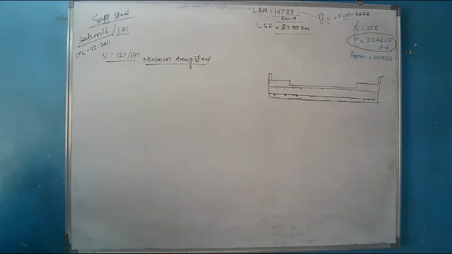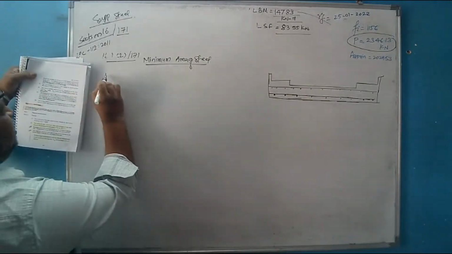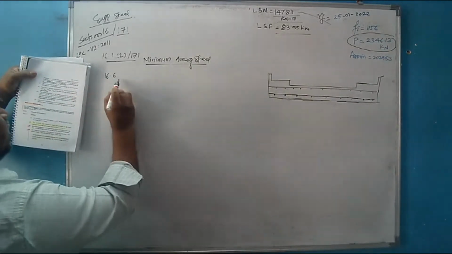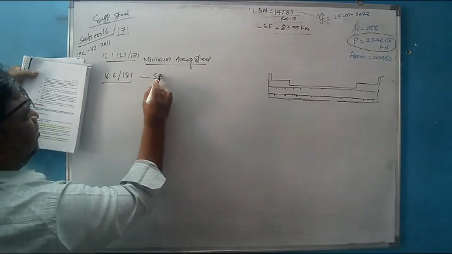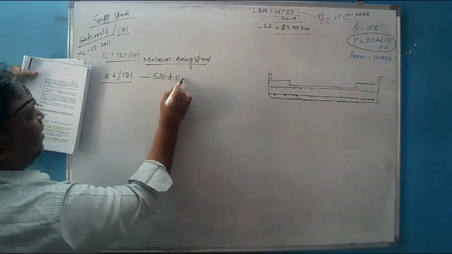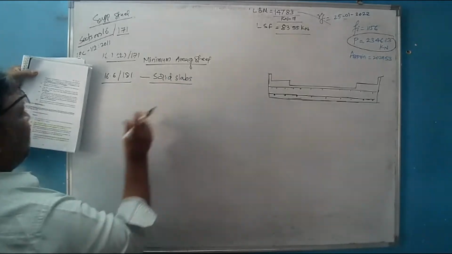Please refer. पहले कॉलम्स के लिए, रिटेनिंग वॉल्स वगैरह के लिए दिया है. For solid slab, where is it for solid slab? Which page number is for the solid slabs? Minimum area of steel in the slab. It is clause 16.6. It is on page number 181. It deals with the solid slabs. यहां दिया है.